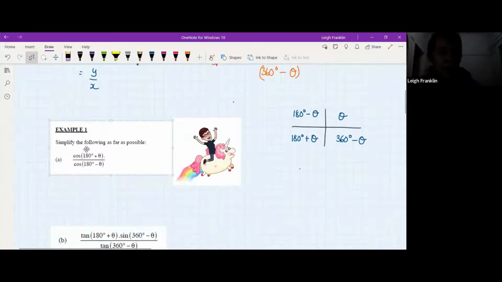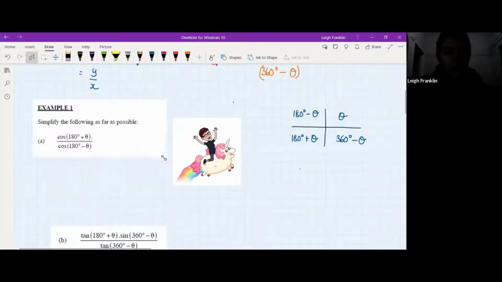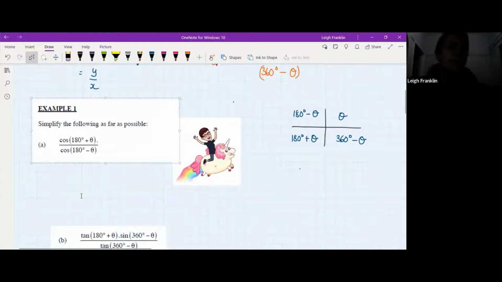Okay, so now what we have to be able to do is simplify expressions that are given to us. For example, they give us something like this: simplify as far as possible, and they give us the cos of 180 plus theta over the cos of 180 minus theta. When they're asking us to simplify, they want us to apply the reduction formula, and where possible, try and simplify our answer. So either we could write it in terms of a value, if that's possible, or in terms of a trigonometric function in terms of theta.